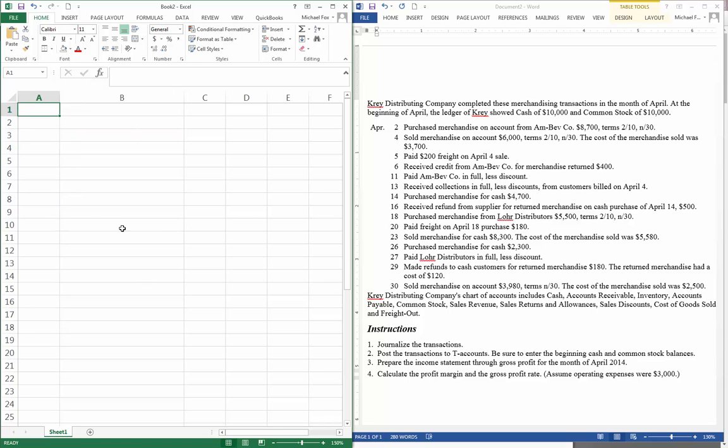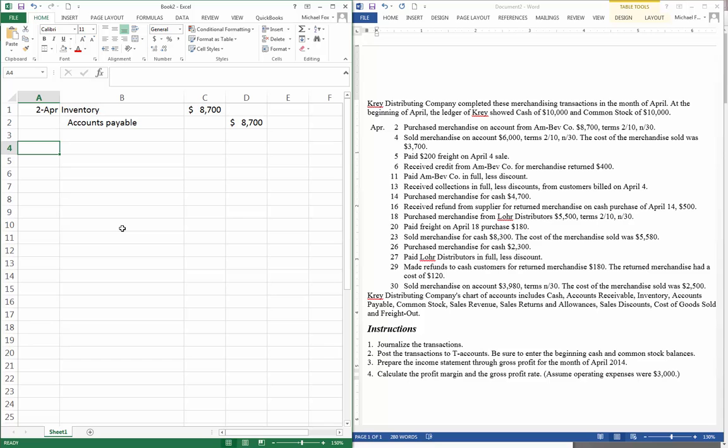So we should be getting pretty good at journal entries by now, so I'm not going to explain them in depth. I'm just going to go through them here. On April 2nd, they purchased merchandise on account from AM Bev Company, $8,700. Terms are 2/10, net 30. So we're going to call it April 2nd, and we're going to say our inventory, remember this is an asset, increases 8,700, and our accounts payable increases 8,700.